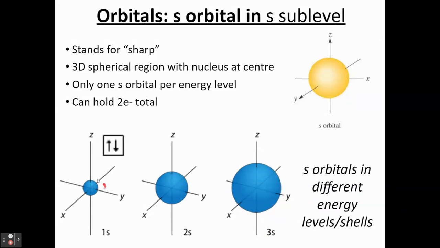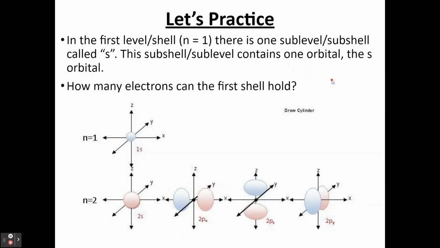But either way, regardless of what energy level you're in, whether the S is in the first, second, third, or fourth energy level, it's only able to hold 2 electrons, like this box over here. Don't forget the middle is the nucleus. There are no electrons there. It's a spherical shape. Even though the S stands for sharp, we say it's a spherical shape.